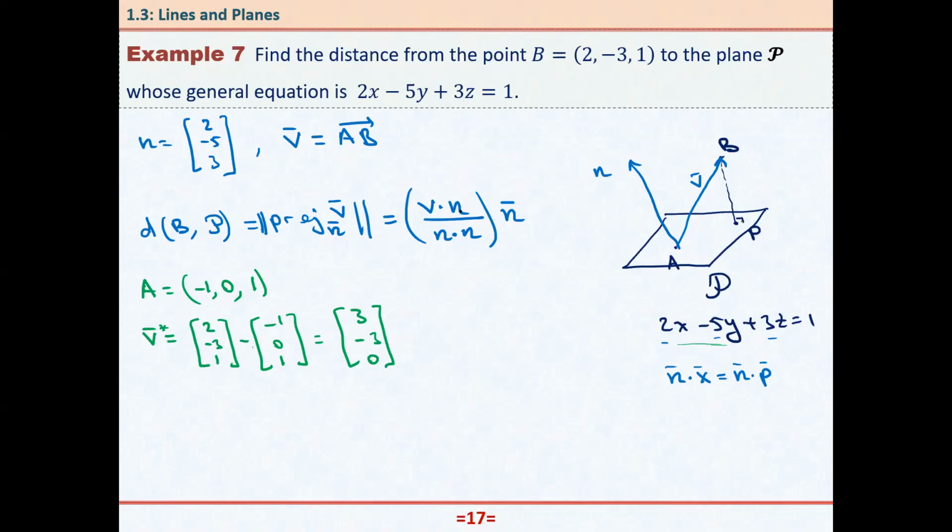So now we need to evaluate this V dot n. What is V dot n? V dot n equals (3, -3, 0) dot n. And what is n? n is (2, -5, 3), which is equal to 3 times 2, that is 6, -3 times -5 is plus 15, 0 times 3 is 0, which is equal to 21.